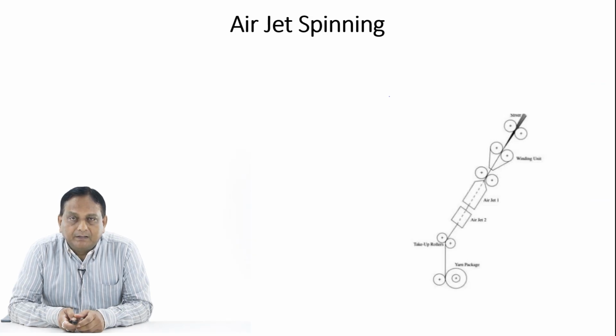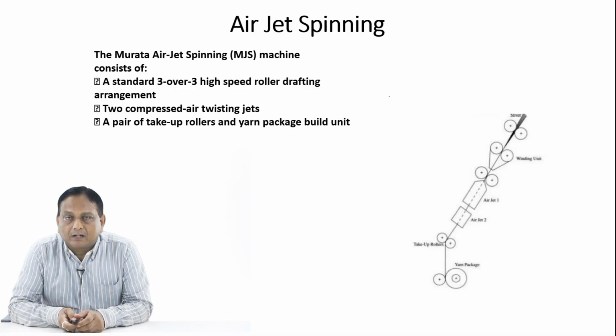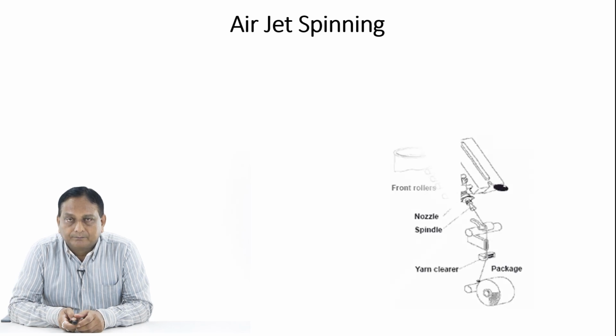Now air jet spinning, let us see another method of spinning and how it takes place. The Murata air spinning system consists of a standard 3/3 high speed roller drafting arrangement, as is shown in the figure. Then two compressed air twisting jets are operating here. A pair of take-up rollers and a yarn package build unit are also there.